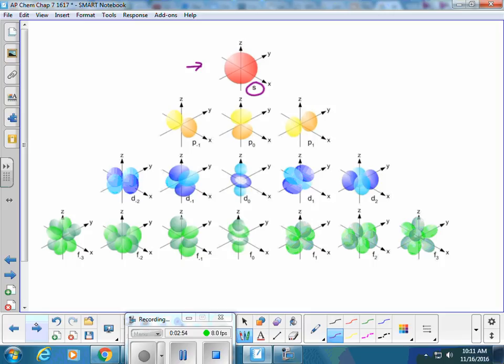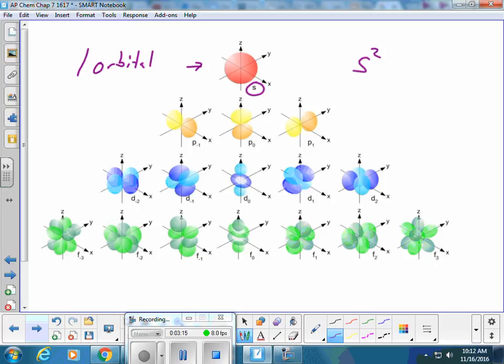Now remember, an s subshell can hold up to 2 electrons. So in this case, we have one orbital. I want to remind you, we've got nothing orbiting here. It's a region where we're going to put 2 electrons. So one orbital can hold 2 electrons.